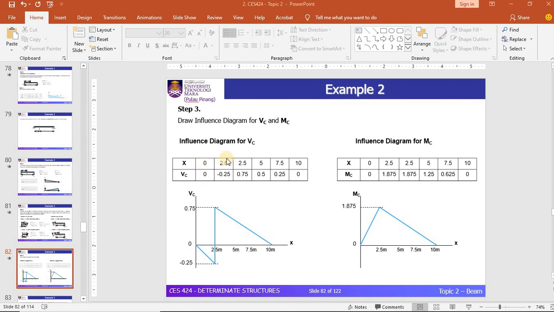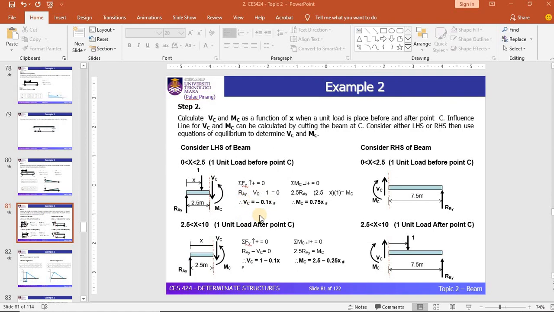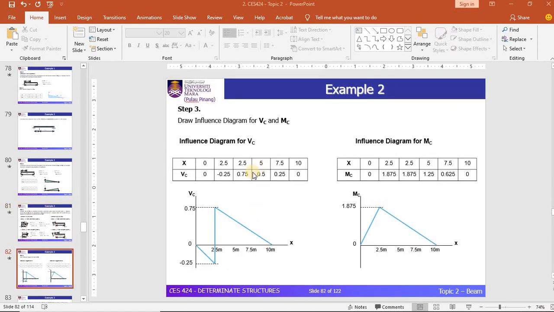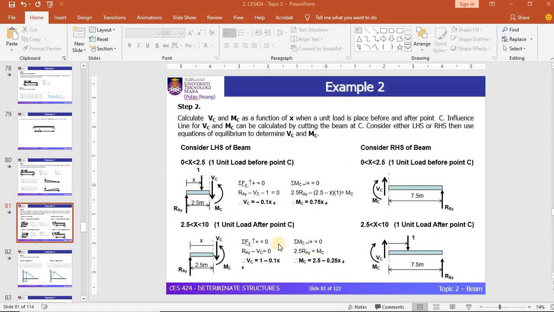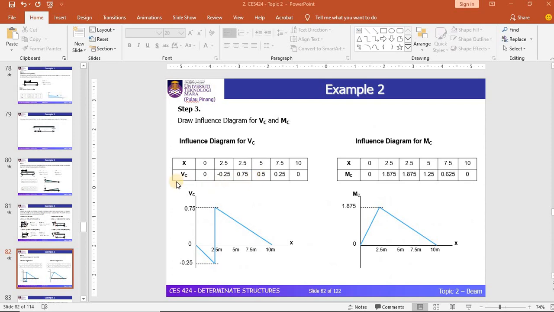Okay, so for 0 to 2.5, you may use this particular equation. Okay, so from 2.5 to 10, you may use this particular equation of shear force, and this is the value of corresponding shear force that you can see in this table. Okay, so by using the value in this table, you can plot the ILD for the shear force. Okay, so same goes for the bending moment diagram. So ILD for the bending moment diagram.